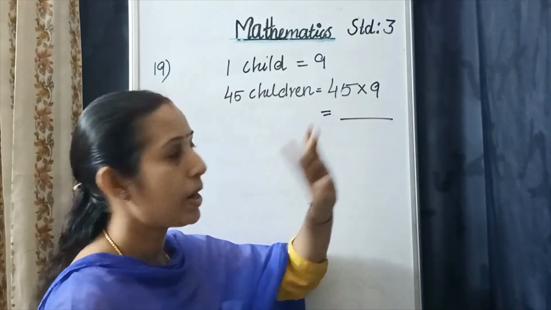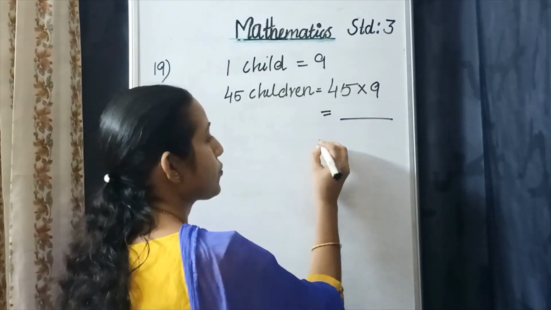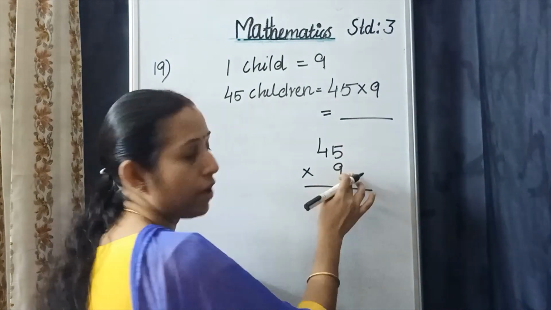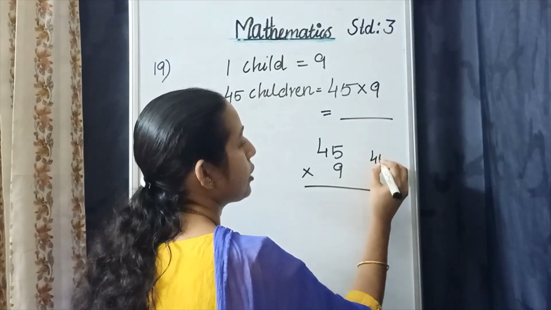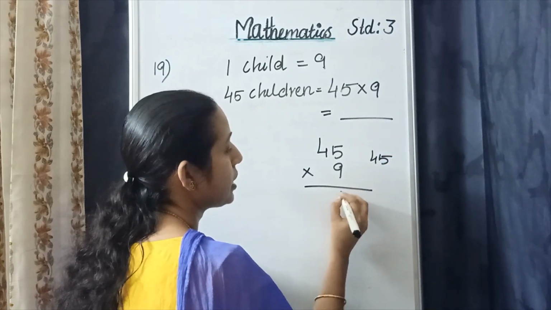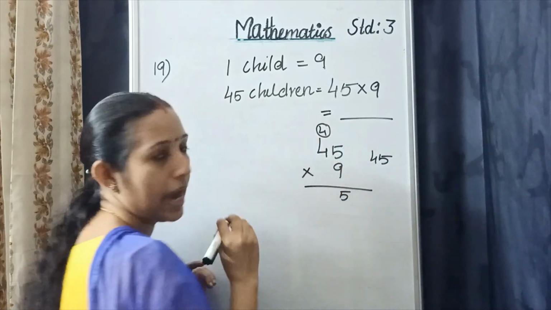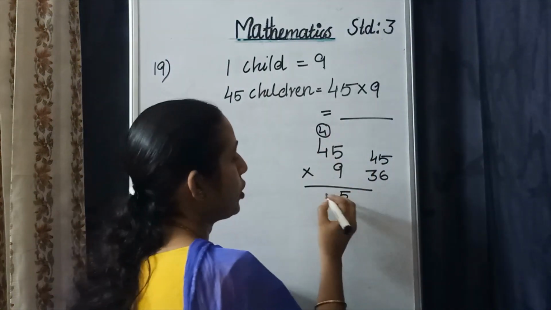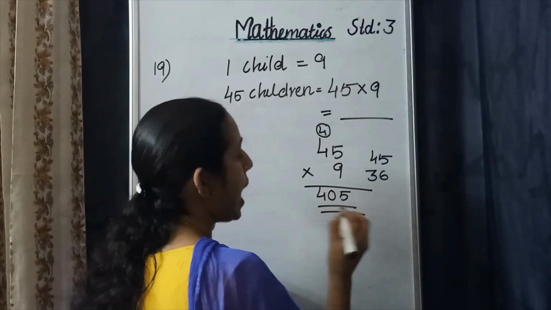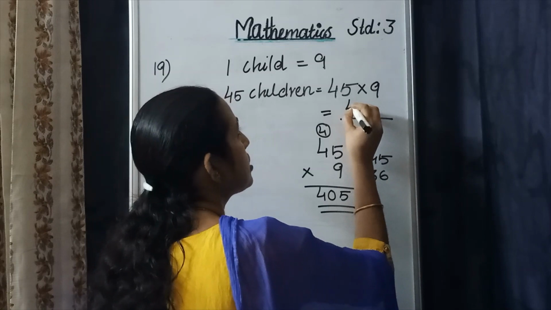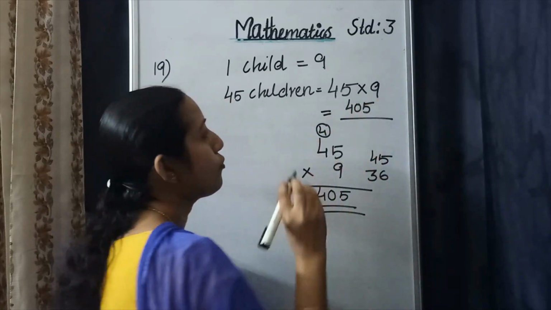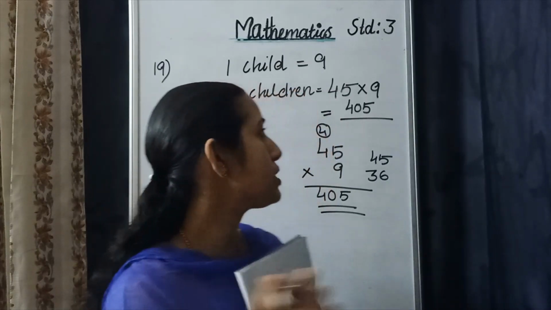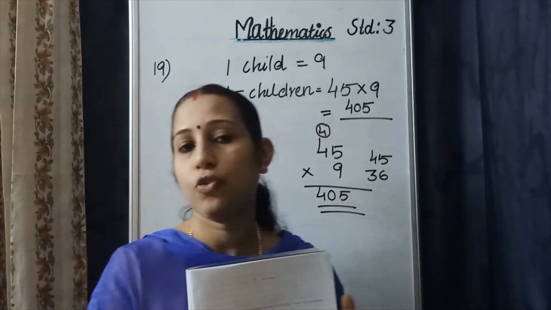For first, how do you multiply? We start from the ones place. We arrange 45 this way. Start from the ones place. 9 fives are 45. Then 5 we write here and 4 we forward to the next place as the carryover. Now 4 nines is 36 plus 4, 40. So the answer is 405. Total number of notebooks carried by 45 children is 45 into 9, that is equal to 405.